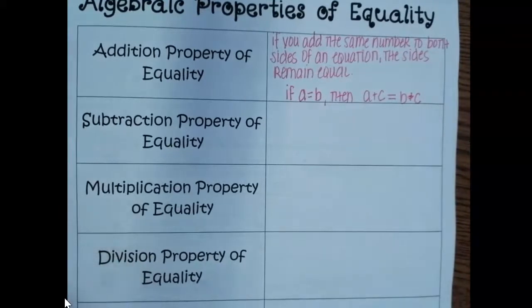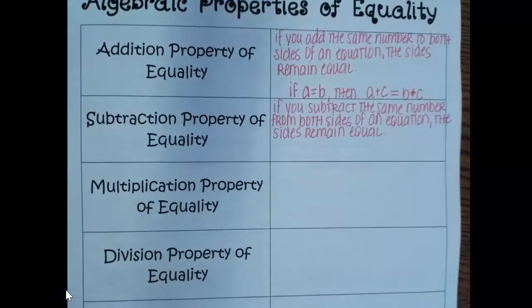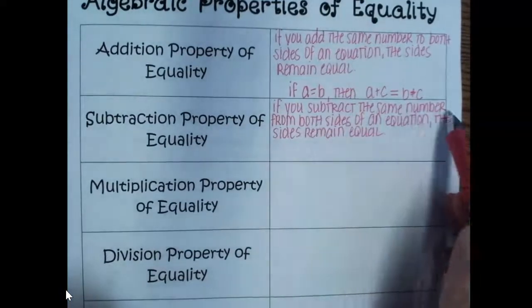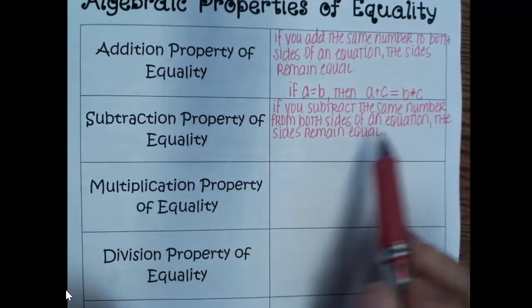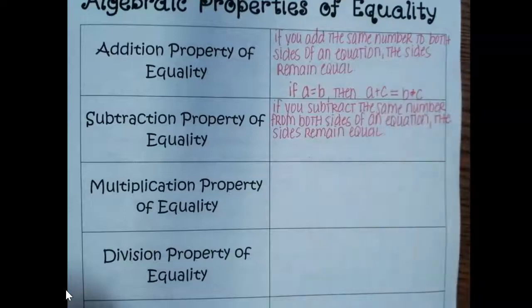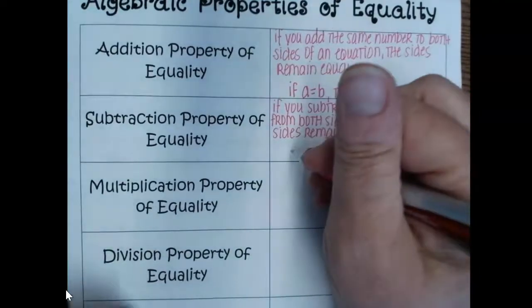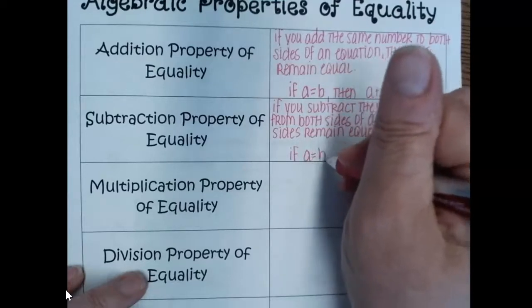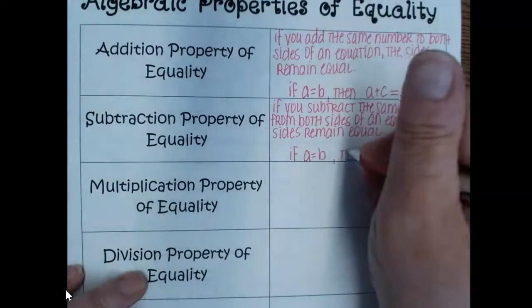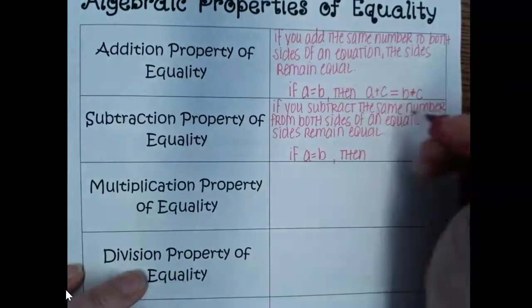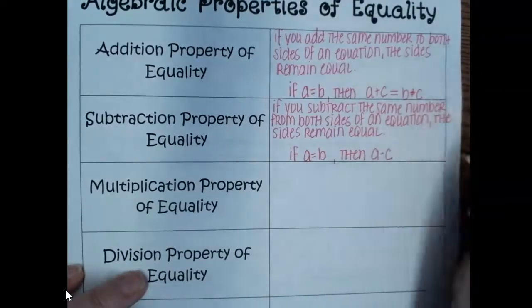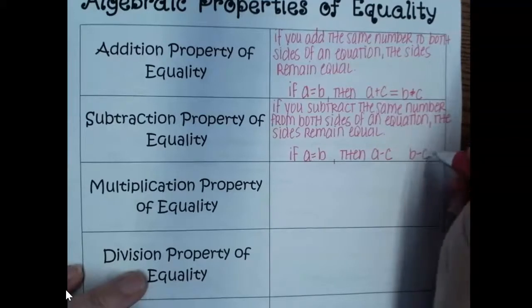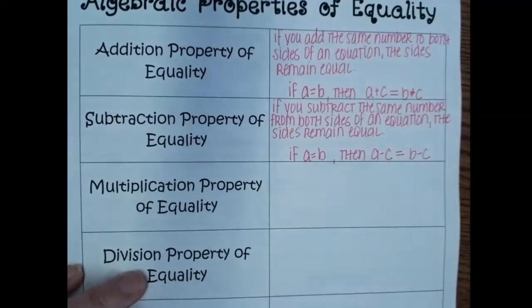Now for our subtraction property. Our subtraction property says if you subtract the same number from both sides of an equation, then the sides remain equal. So it's very similar to the addition, it's just a subtraction instead. So we have if A equals B, then if I subtract the same number from A and B, they will remain equal with each other. I bet you can make a prediction about the multiplication property. Let's see.